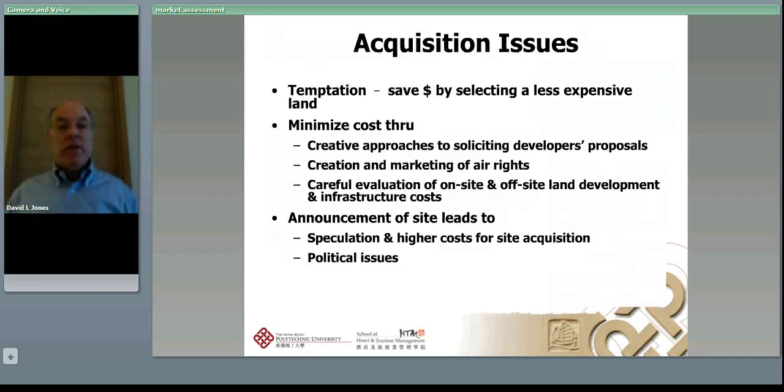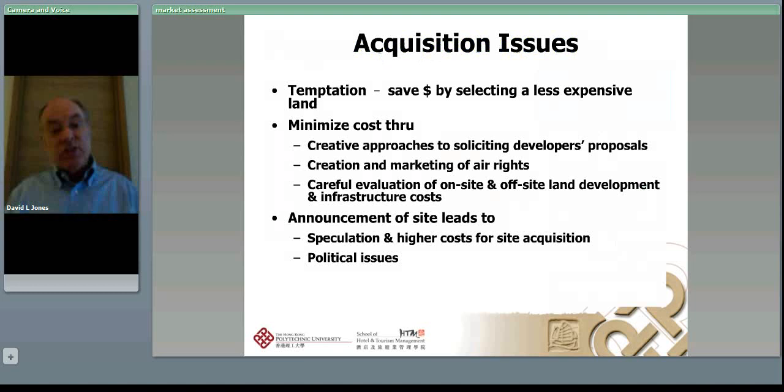Some acquisition issues, though, might be the temptation to save dollars by selecting a less expensive site, which might not be the best and most appropriate area for us. Minimizing costs through creative approaches: getting other developers involved, selling air rights. You know, we see a lot of these facilities today put names of major sponsors on them. Think about football stadiums in Europe, and what about Etihad or Emirates? Who are the teams associated with those facilities? In the U.S., you see a number of those facilities where they sell air rights. That can help minimize the cost, offset that aspect of it.